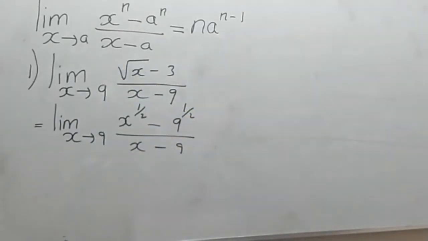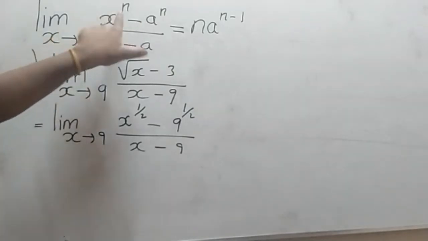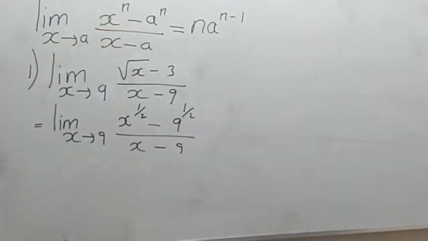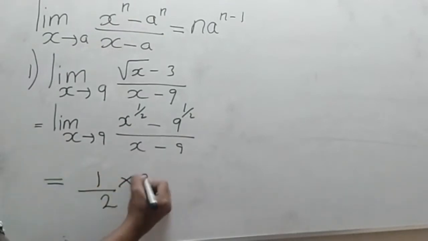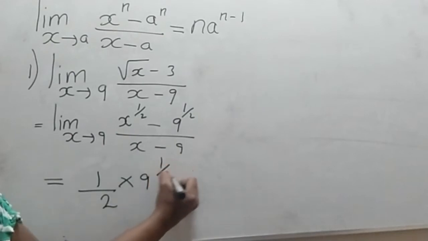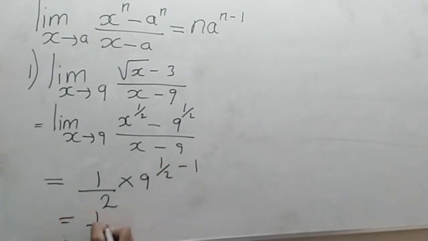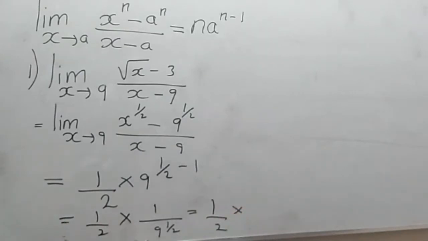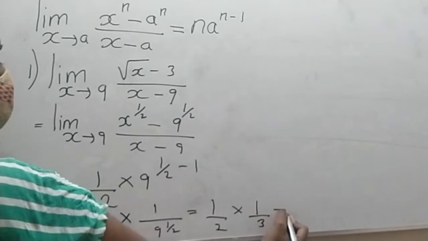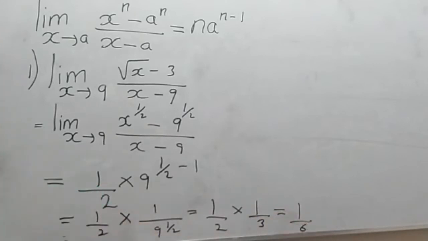So now we set this into this format: limit of x tends to a, x to the power n minus a to the power n over x minus a. Then we can write n into a to the power n minus 1. That is half into 9 to the power half minus 1, that is 9 to the power minus half, so it goes down: half into 1 over 9 to the power half. You can write 3 square, then the 2 gets cancelled, then 1 over 3, which is 1 over 6.